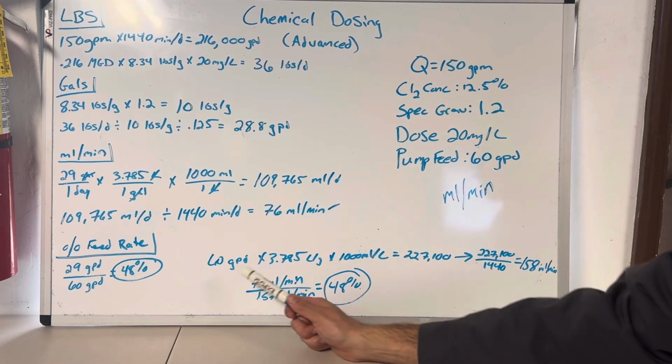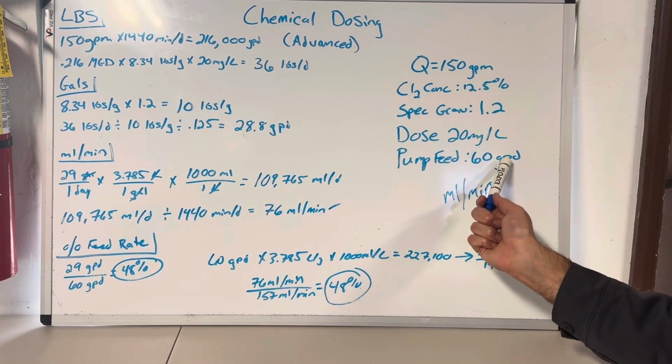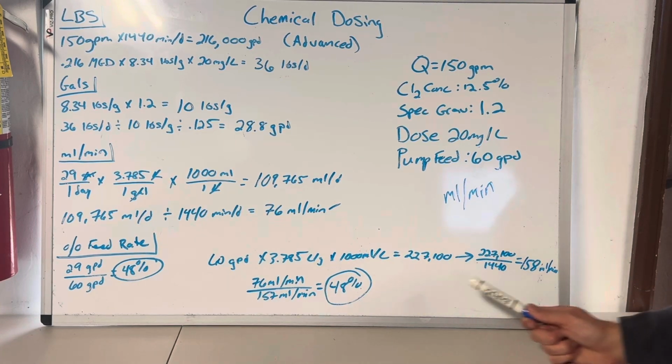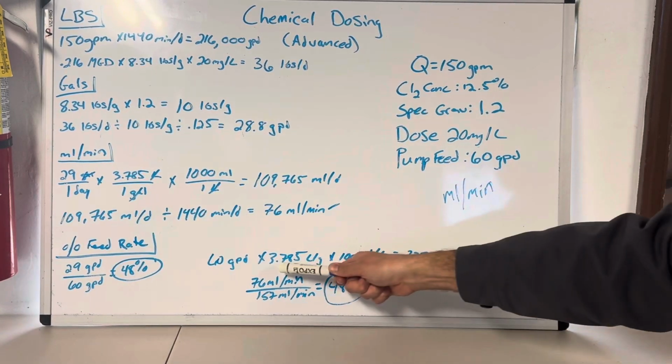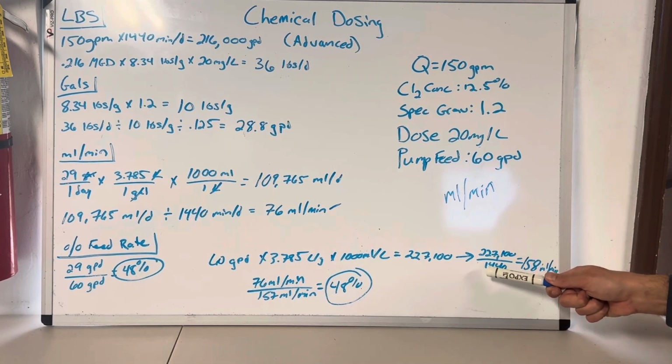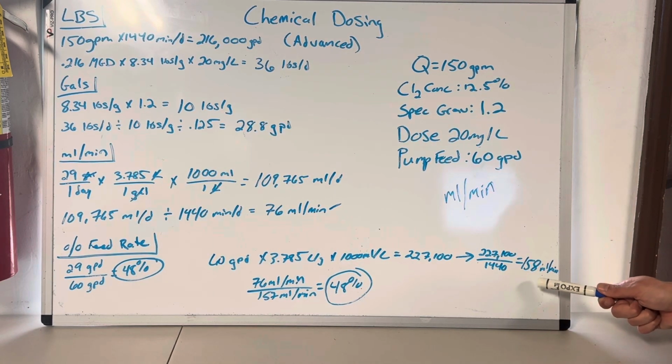The long way is to convert my gallons per day on my pump feeder, and that is the same math that's here. You can do it for yourself. 60 times 3.75 times 1,000 divided by 1440. That comes out to 158 milliliters per minute capability of my pump.